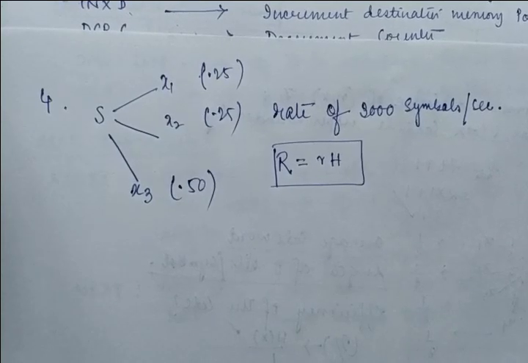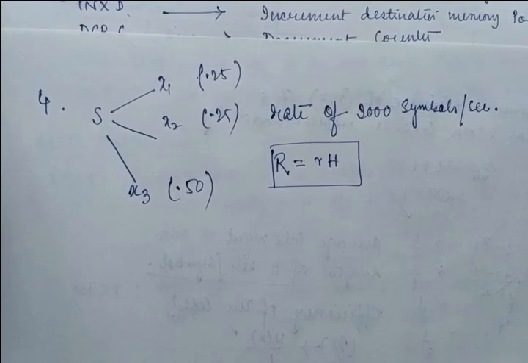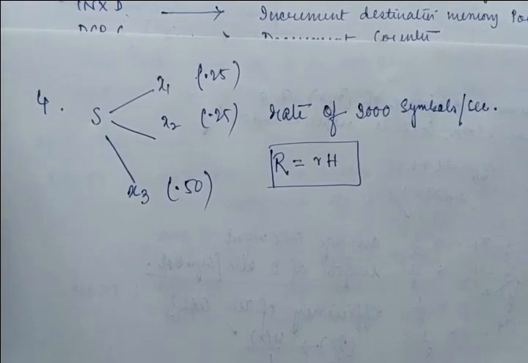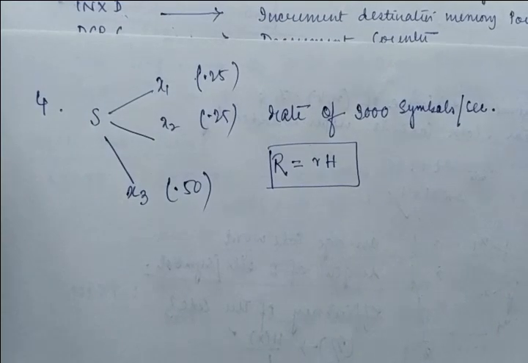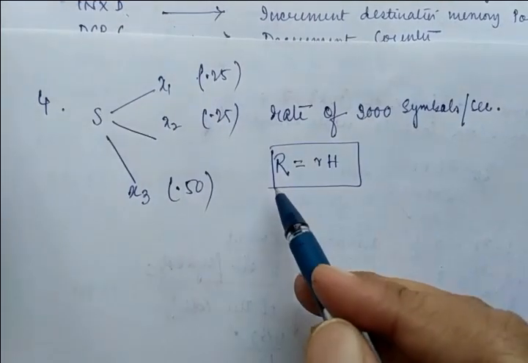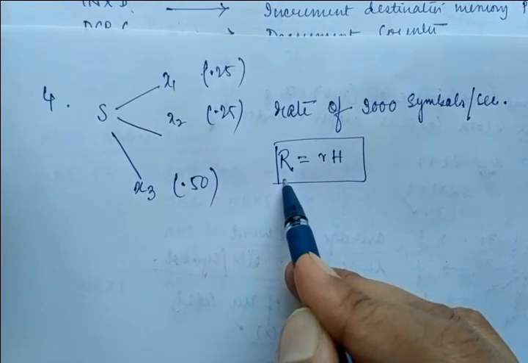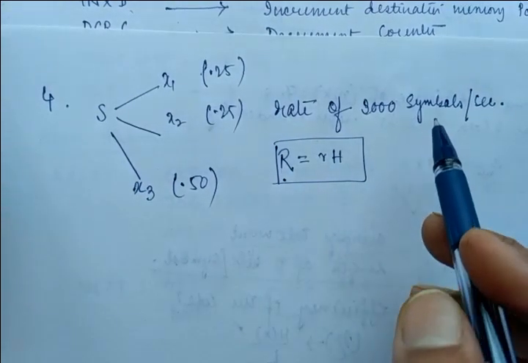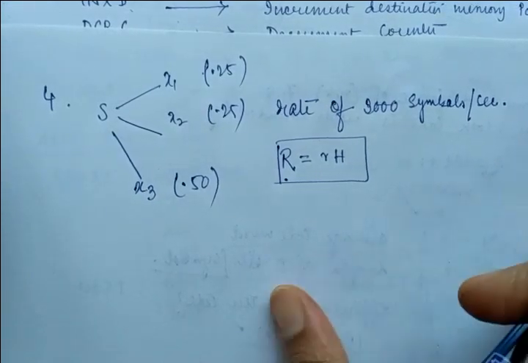What is your capital H? Capital H is nothing but entropy, right? And what is your small r? This is already given. This is the symbols per second, right? And what is the unit of this H? This is bits per symbol, right? So one is your symbol per second into bit per symbol, so this gives you bits per second, right?